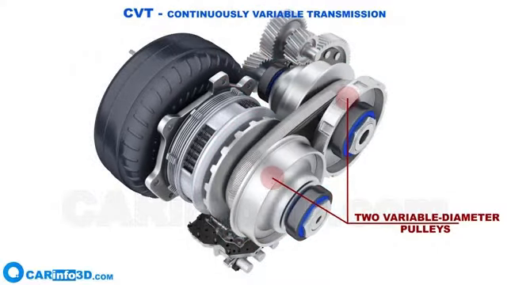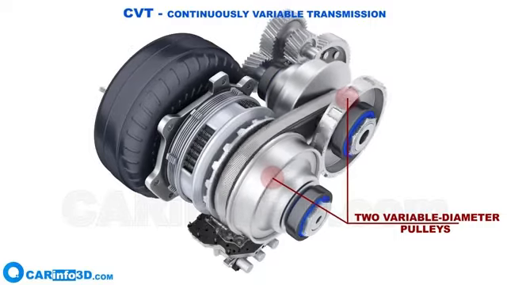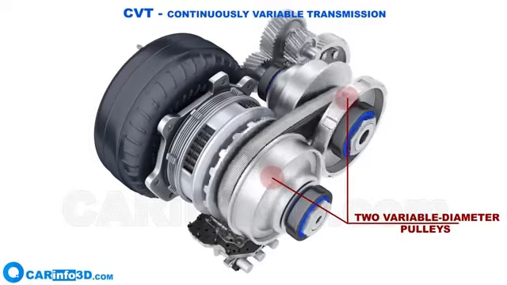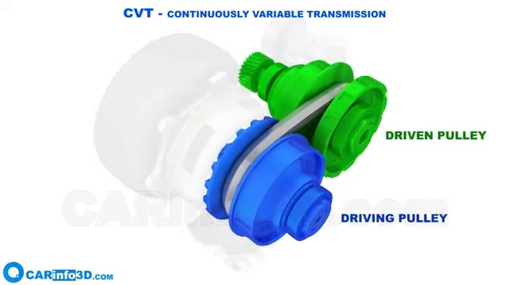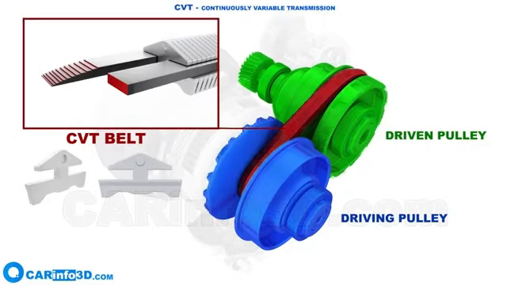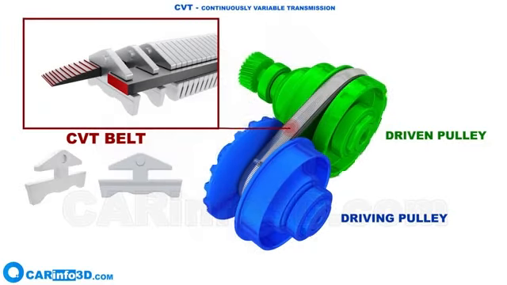opposed to other types of transmissions that offer a set number of gear ratios. As a result, the CVT employs optimal gear ratios. One pulley is the driving pulley, while the other is the driven pulley. Transmission between the pulleys is accomplished by the use of a special belt or chain. In this example, it is a steel belt made up of multiple links.